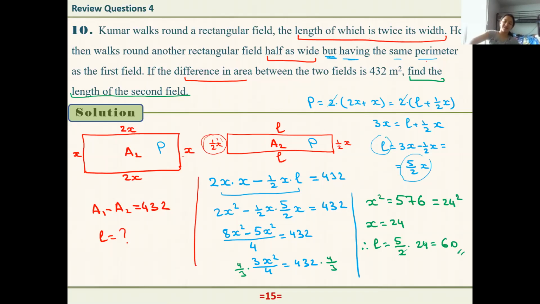Oh, I did it the other way. Okay, that's okay. That was the question. We have to find the length of the second rectangle. L is the length of the second rectangle, that is 60.